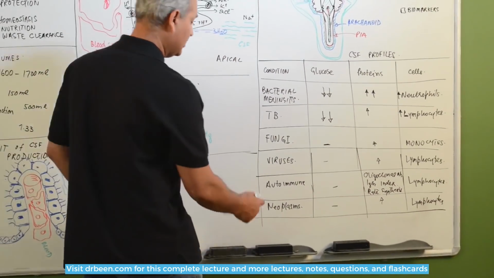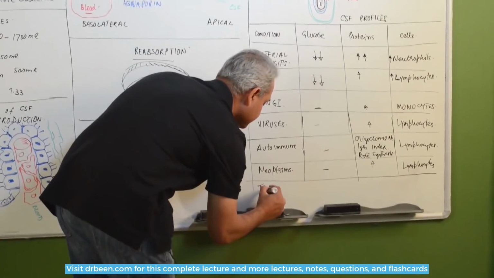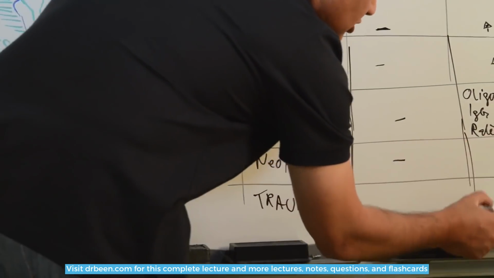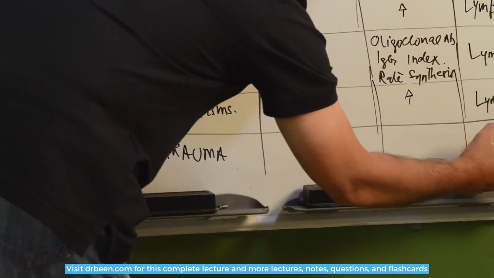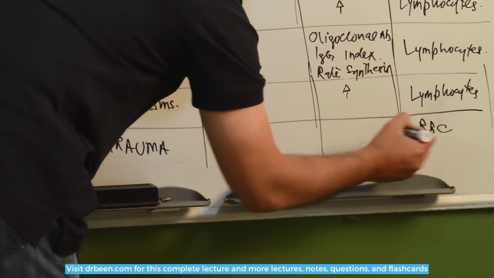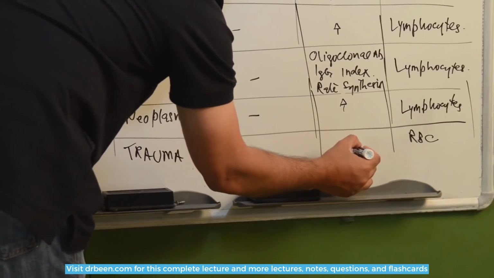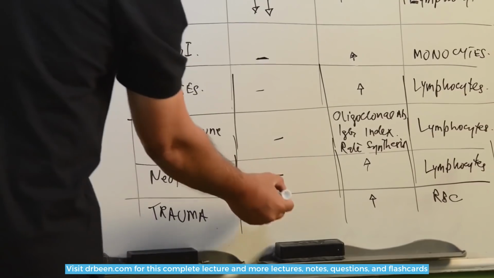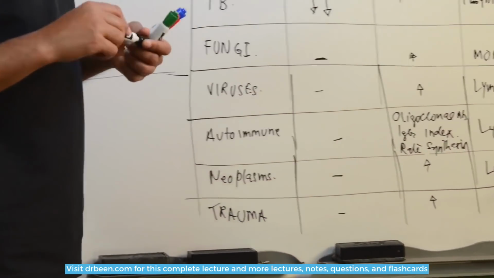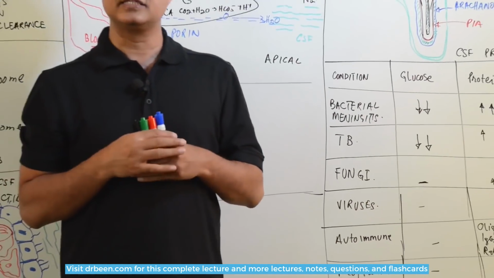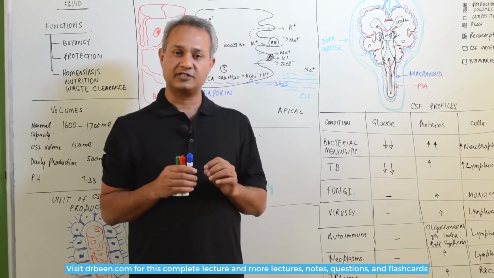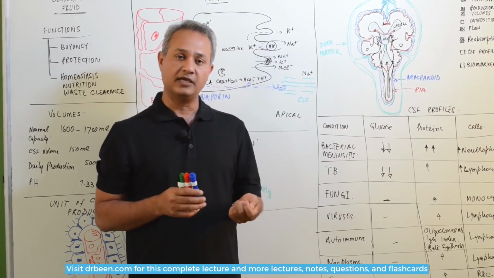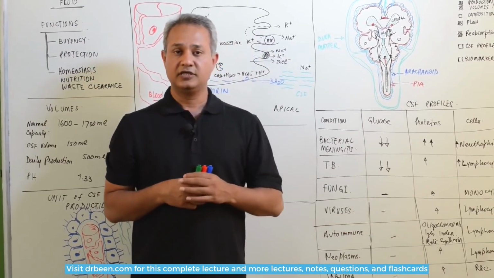And the final thing here is trauma. In the case of trauma, the only thing you would see is RBCs present. Proteins sometimes can be increased if an inflammatory reaction has started. Glucose, no change here. Now one thing: if you only see the RBCs in the very first sample and not afterwards, then that is a lumbar puncture anomaly and there is no other trauma present.